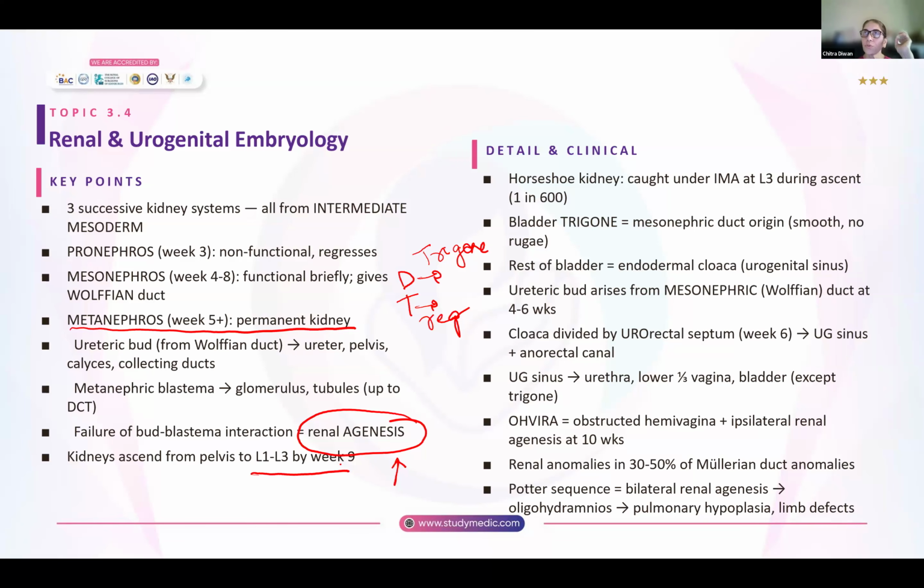Okay, so this horseshoe-shaped kidney, we know it is not placed in the normal position. It is not between L1 to L3. It is at a lower level. Why is it at a lower level?